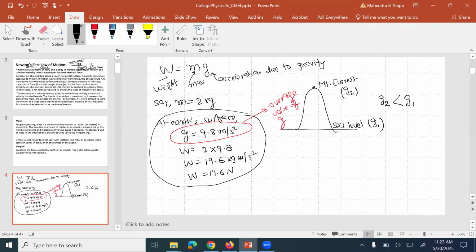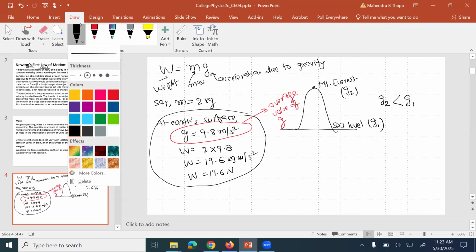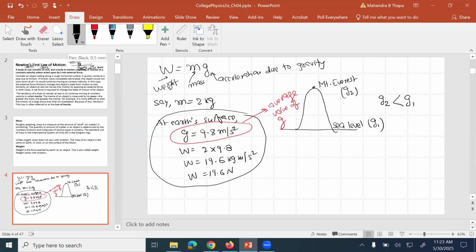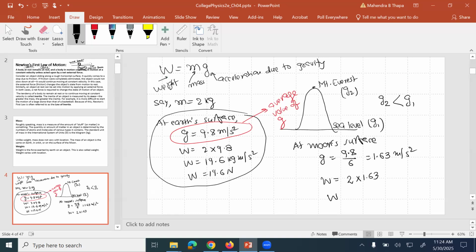Okay, let's talk about another situation, at the moon surface. The value of g is roughly 9.8 over 6, that is, 6 times less. So the average value is 1.63 meter per second square. Then you can find the weight. Mass will not change, and the value of acceleration due to gravity is 1.63. That gives you a weight equal to 3.26 Newton.